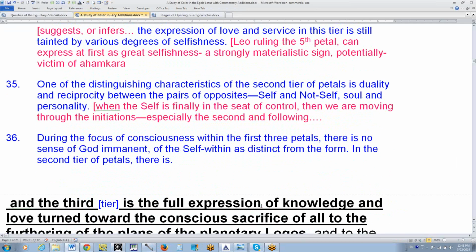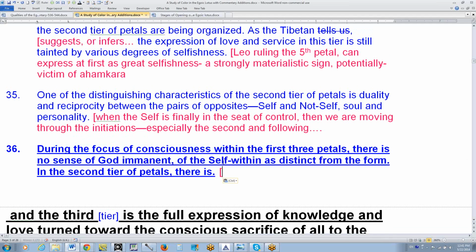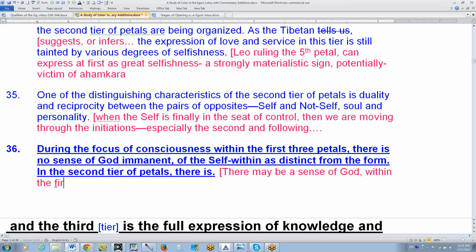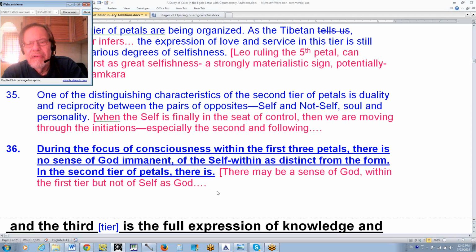So, during the focus of consciousness within the first three petals, there is no sense of God immanent, of the self within as distinct from the form, and in the second tier of petals, there is. And this is, I think, really important. There may be a sense of God within the first tier, but not of self as God. And that's one of the big things which has to be achieved, this type of identification in the realization that the self is not other than God. Of course, those who are still under the spell of dualism as regards God will punish you for saying, I am God.